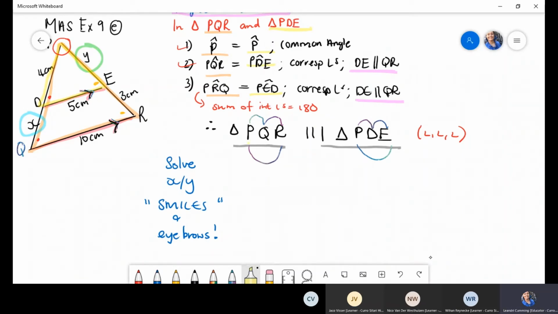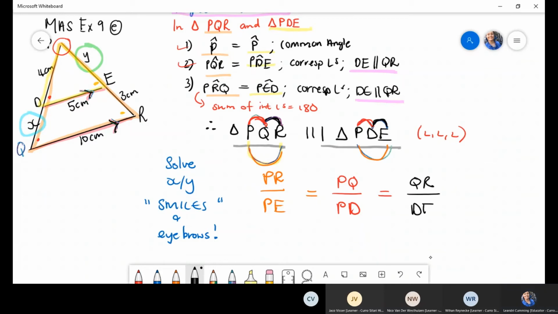So my smile is PR. Make the sticker PR over this smile is PE. Okay, my next one, eyebrows, PQ over PD equals, next one, QR, the other eyebrow, QR over DE. Here's my smile and eyebrows.